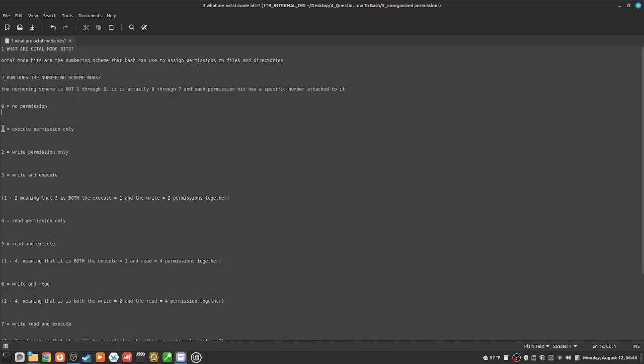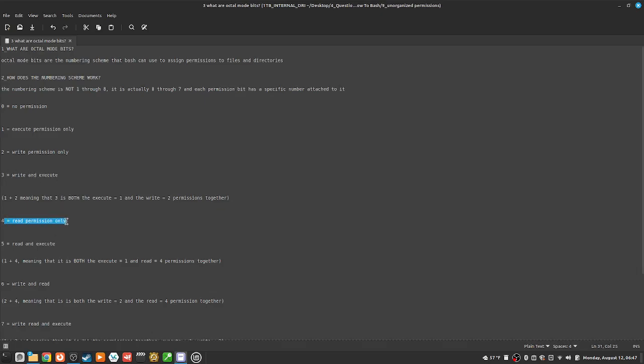0 equals no permission, 1 equals execute permission only, 2 equals write permission only, 3 equals write and execute. So 3 is basically 1 plus 2, meaning that 3 is both the execute equals 1 and the write equals 2 permissions together. So 3 is write and execute.